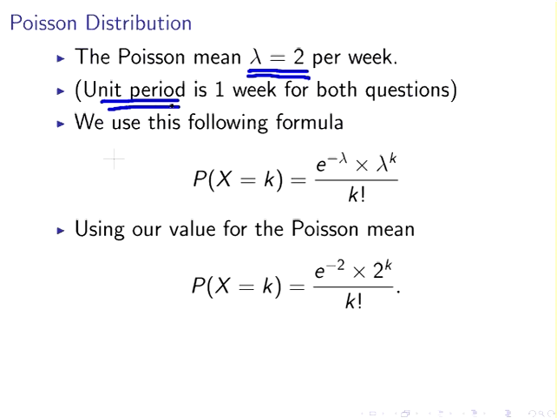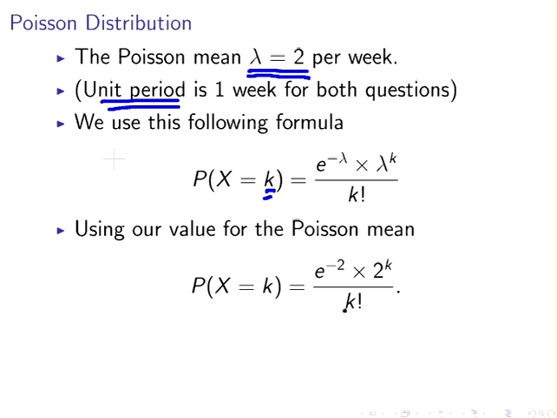So we're going to use this formula here, the probability of X equal to k is e to the minus lambda, where lambda is the Poisson mean and e is the exponential number, times lambda to the power of k all over k factorial. Now k is the number we're actually particularly interested in. Subbing in our value for lambda, which is 2, rather than have lambda, I'm going to change it to e to the minus 2 times 2 to the power of k all over k factorial.